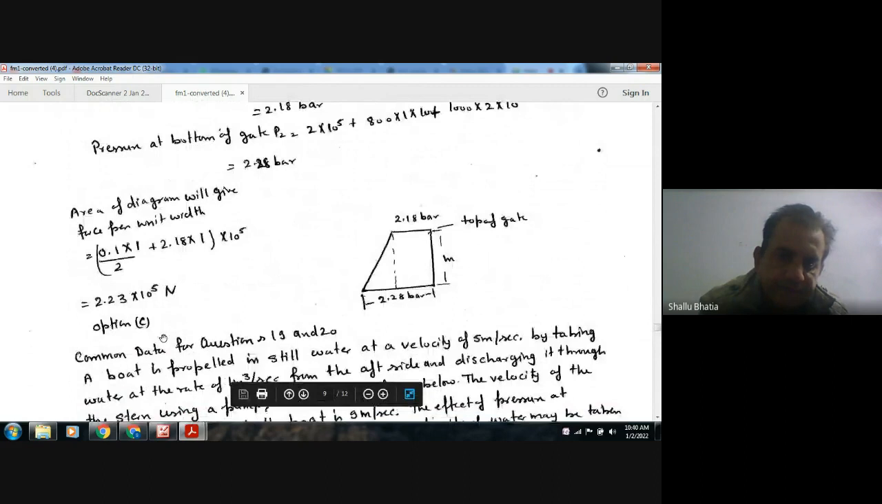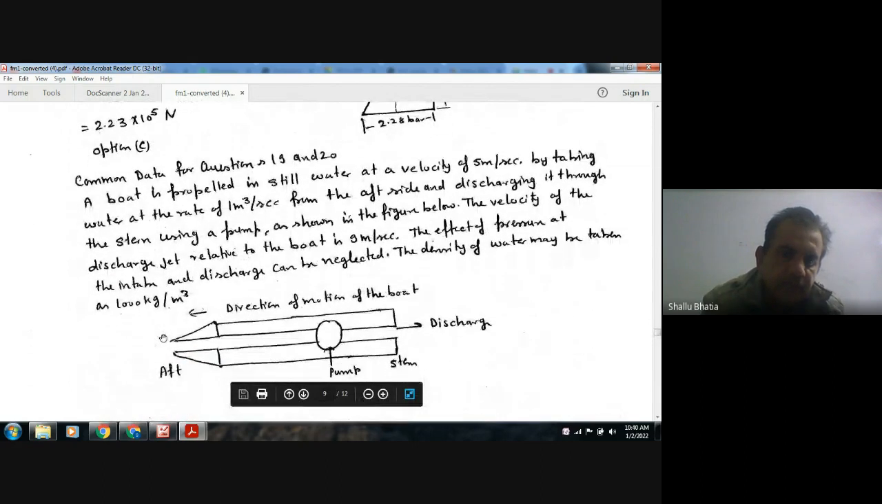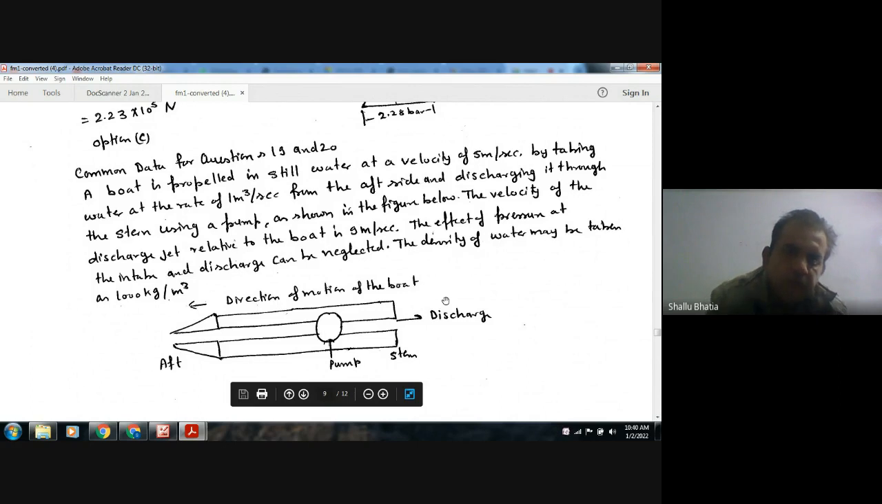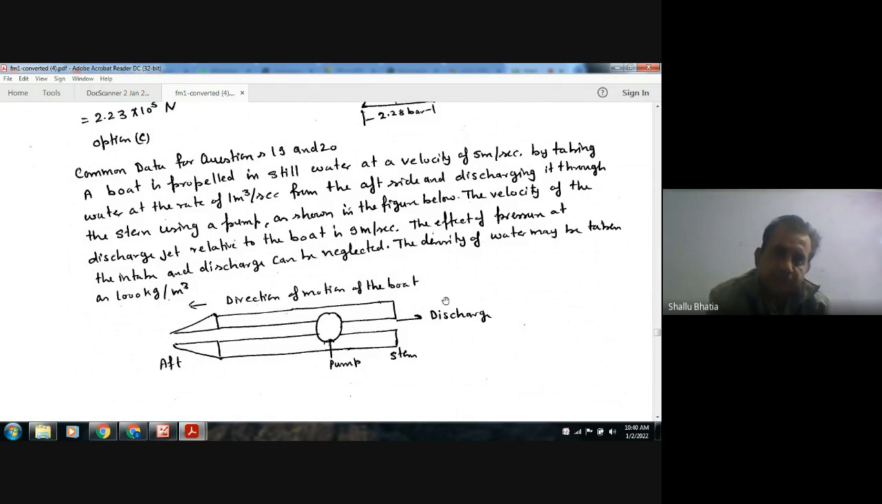Okay. Next, common data question for question number 19 and 20. A boat is propelled in still water at a velocity of 5 meter per second by taking water at the rate of 1 meter cube per second from the aft side and discharging it through the stern using a pump as shown in the figure below. This type of question is also asked in this paper.